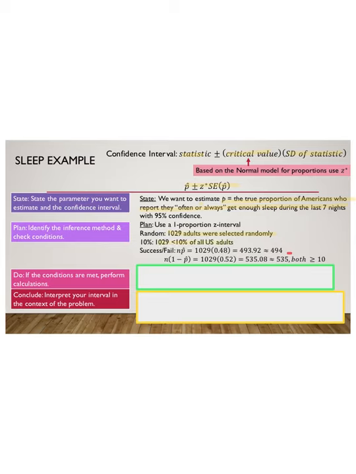And then for success fail, we have to take the proportion that they give us for the sample, which is 48%, and multiply it by the 1029 to be about 494. And n times q, which would be the 1029 times 0.52, is about 535, and both of those are greater than or equal to 10.